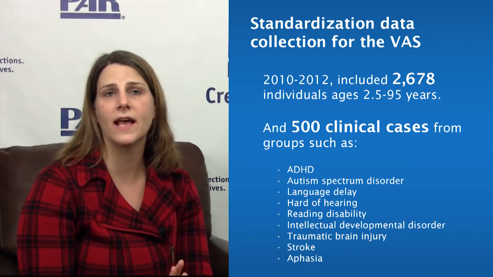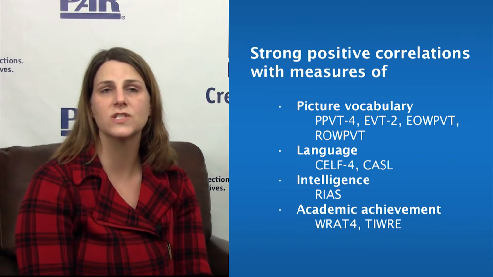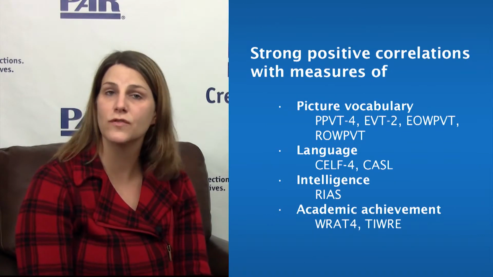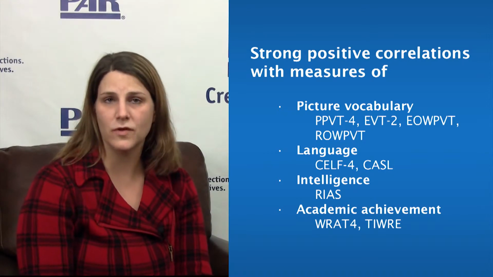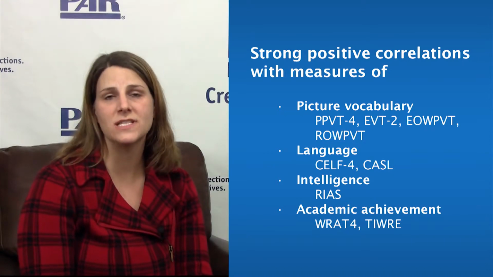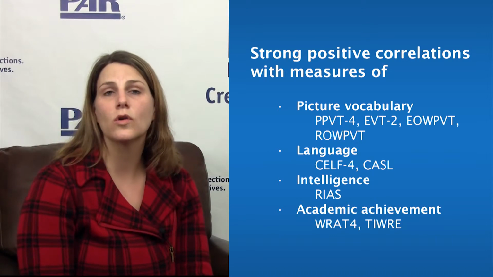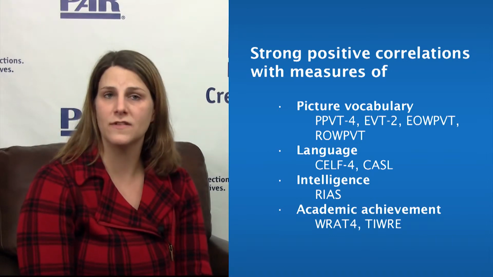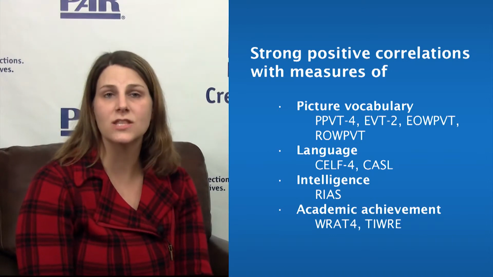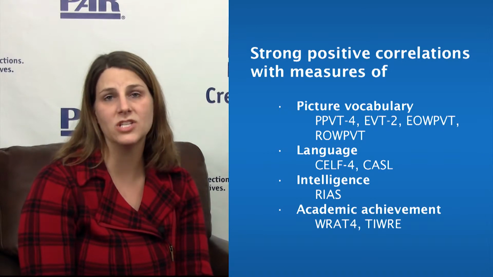And finally, the VAS demonstrated strong positive correlations with a variety of other measures, including picture vocabulary, like the Peabody Picture Vocabulary Test, the EVT, and the expressive and receptive one-word. It also correlated well with measures of language, like the CELF and the CASL, measures of intelligence, like the RIAS, and other measures of academic achievement, like the KTEA-4 and the Tyree.